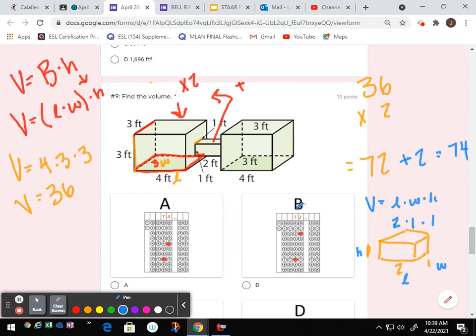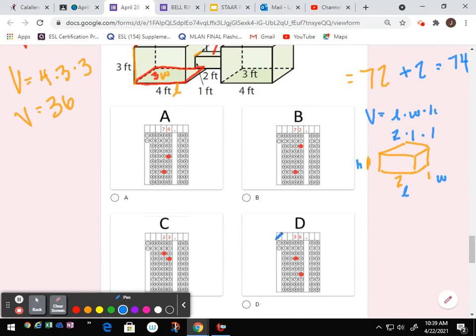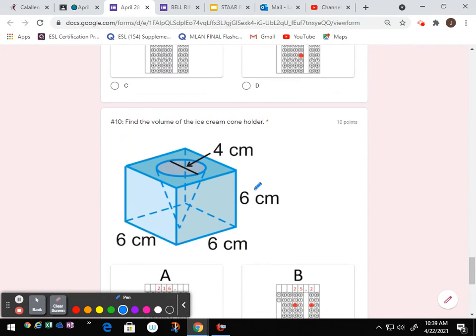Okay, so now let's look at our answer choices. We have 23, 36, 72, and 74. So A is our correct answer. We got to make sure we add up all these things, and that's what we did. All right, the last question we're going to look at is question number 10.